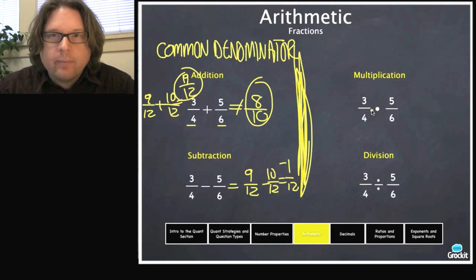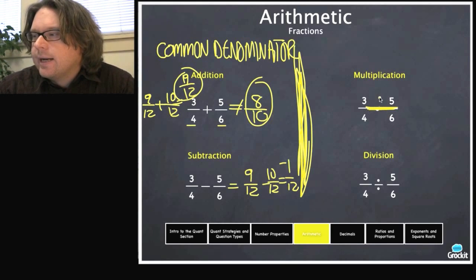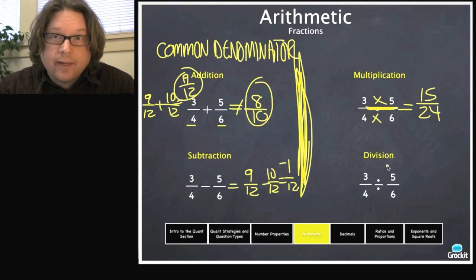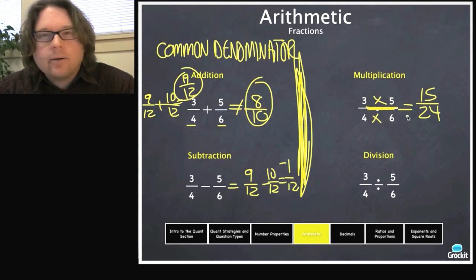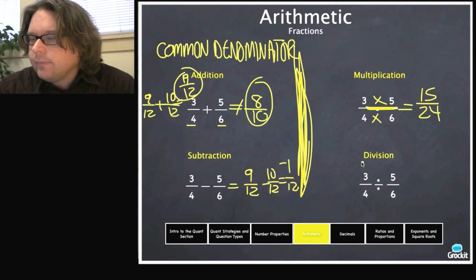Multiplication, you do multiply across. You can just treat this as 3 times 5 over 4 times 6. So that's 15 over 24. It really is that simple. You just multiply across numerator and denominator.